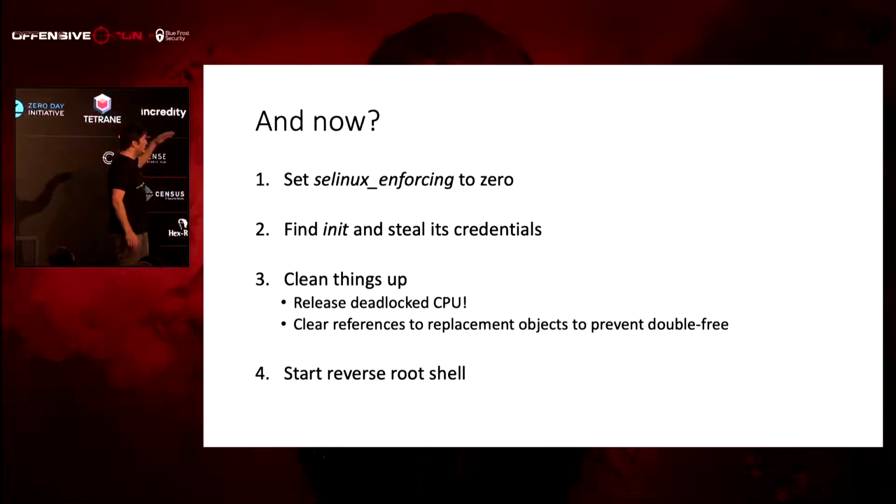Release the deadlock CPU, and then remember we have these send message threads that are blocked. On the way out, they're going to free these buffers. And we use some of them for binder free, which frees the buffer as well. So we would have a double free if we don't clear the references. So we just have to make sure to find wherever send message is storing its reference and make it null. And then we will be able to survive this. And then we start a reverse root shell.